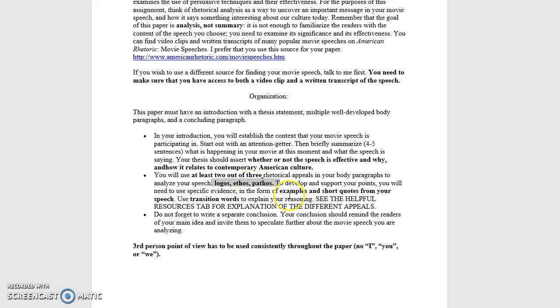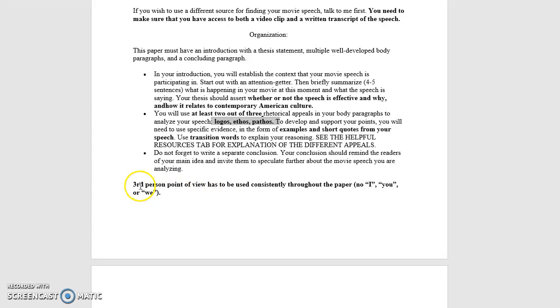But whenever you provide examples and short quotes from the speech, you're going to have to cite those, and I'm going to show you how to do that in just a second. You need to use third person, no first person point of view.